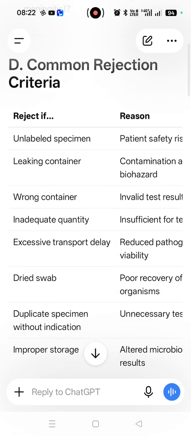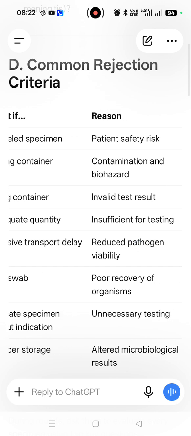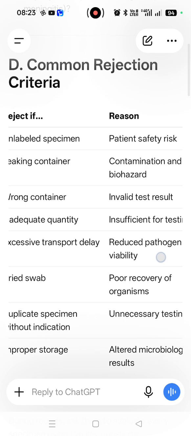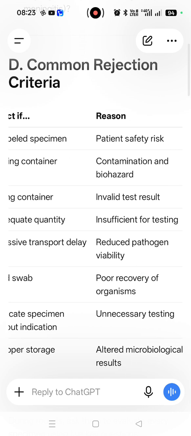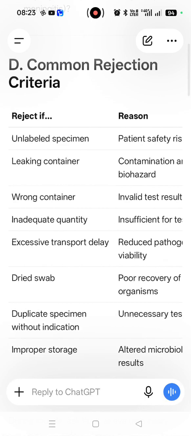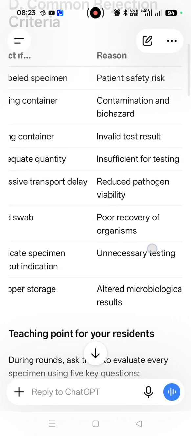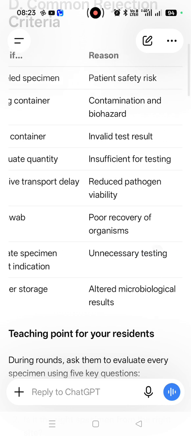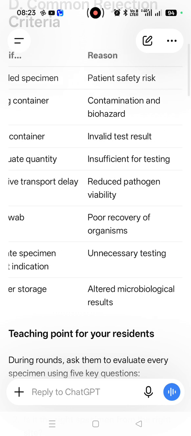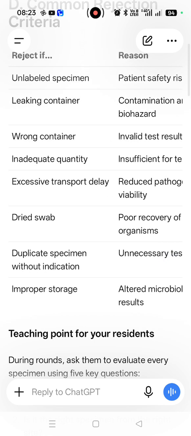Common rejection criteria: reject if the sample is unlabeled. Why so? Because that patient safety risk is there, you don't know whether it belongs to this particular patient or not. Then leaking container, this may lead to contamination and biohazard. If it is a wrong container, invalid test result. Then inadequate quantity, reject it, because it is insufficient for proper reporting, and insufficient for testing.